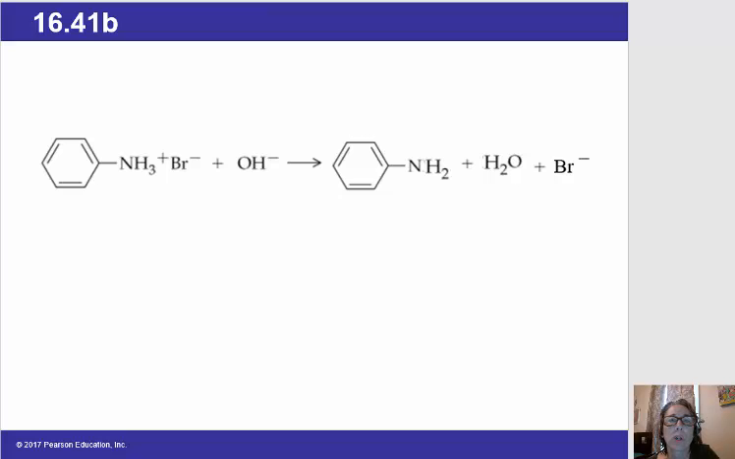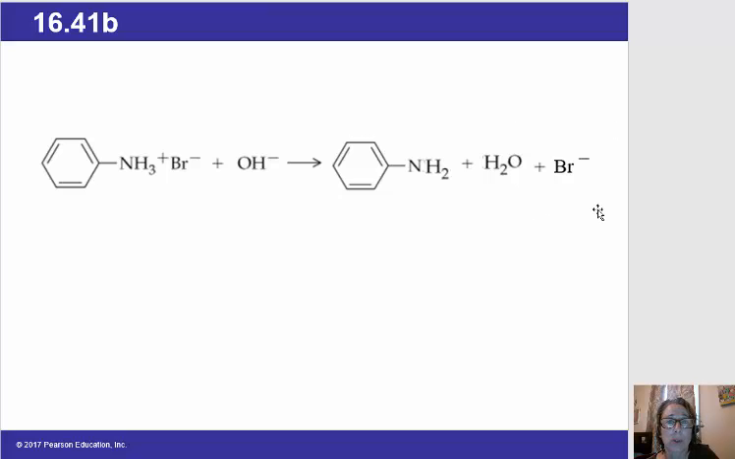Alright, so 16.41b. I have a quaternary ammonium cation that has a hydrogen directly bonded to the nitrogen. So I know this is an acid, and it's reacting with hydroxide, which I know is a base. So my base is going to accept a proton from my acid. Let's see what that will form. So hydroxide, when it accepts a proton, forms water. And when that quaternary ammonium cation loses its proton, it forms the neutral amine, which we know as aniline.